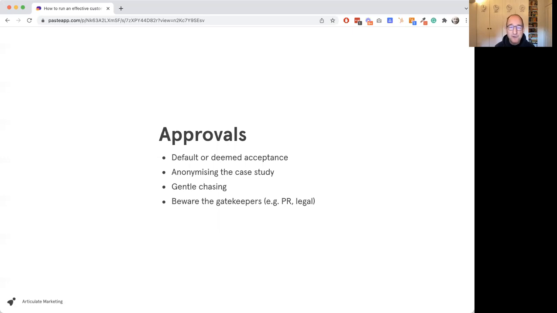If you can't get the approval, there's nothing stopping you anonymizing the case study. We worked with a big multinational to do case studies. You don't have to say it was Microsoft or Hewlett-Packard Enterprise or Dell or whoever it was. I think the best technique, though, is gentle chasing. Look, I'd love to get this done.